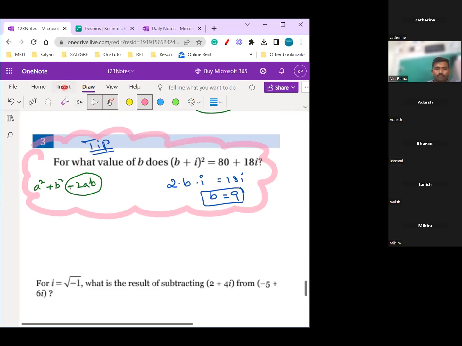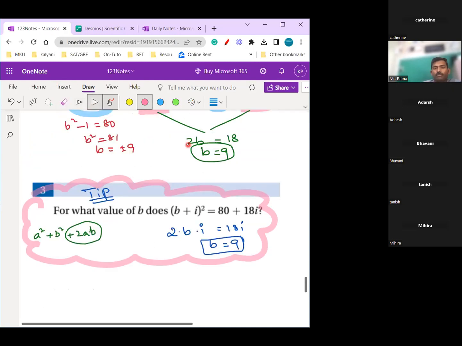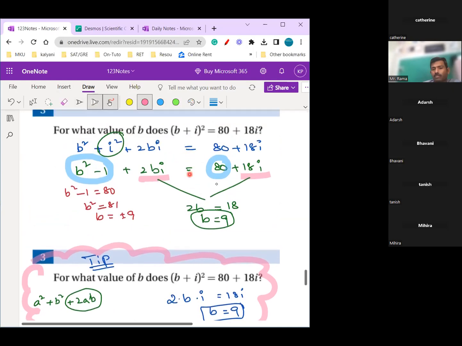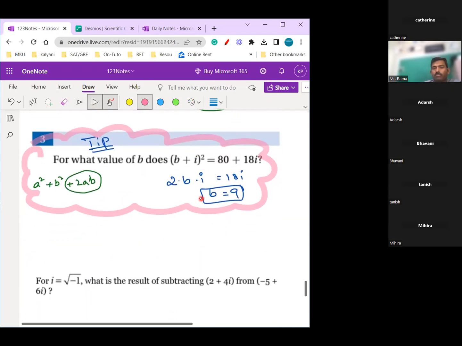Super fast. Don't even worry about the rest. The other way you have to write it all down. But once you remember that 2ab formula, all you have to do is 2ab, 2a and then b, which is 18i, then 2b is 18, and b is 9. Done. Let's move on to the next one.